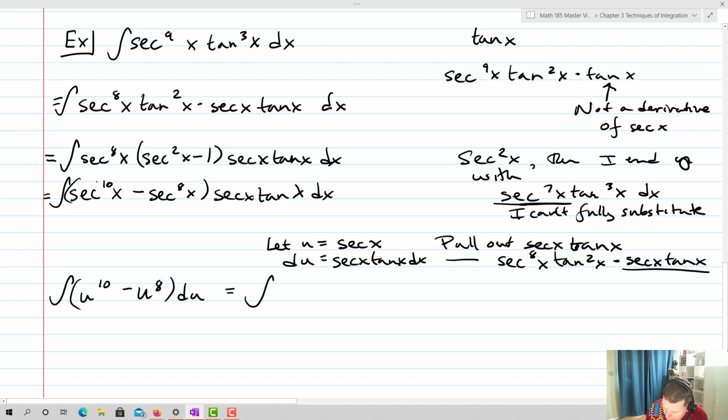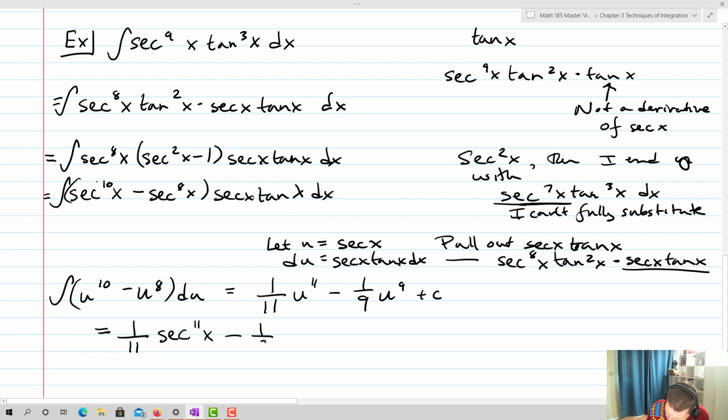which is a pretty simple integration. It's going to end up being 1 over 11 u to the 11th minus 1 over 9 u to the 9th plus c. When I do my substitution back in, I end up with 1 over 11 secant to the 11th x minus 1 over 9 secant to the 9th x plus c. So again, this demonstrates exactly what we want to have happen. We want to transform our integral into something that we can then use substitution for.